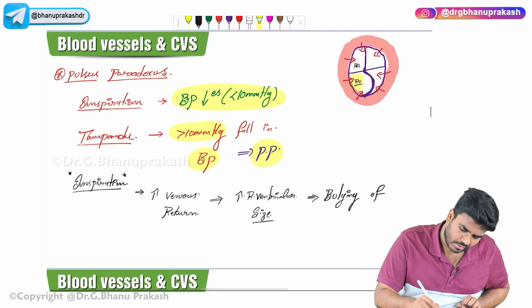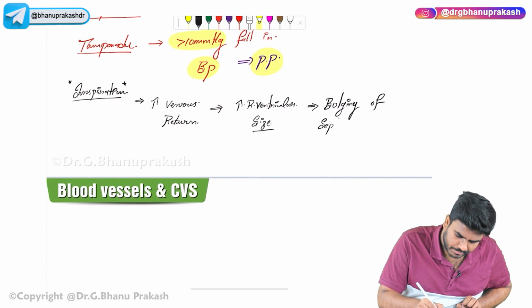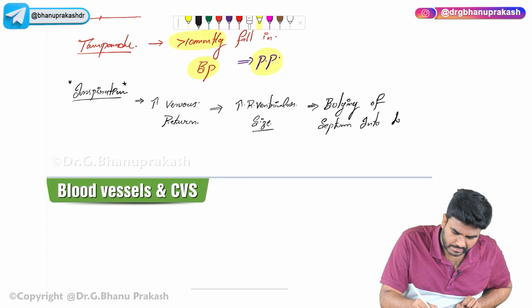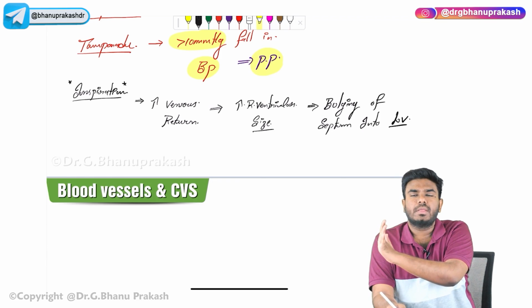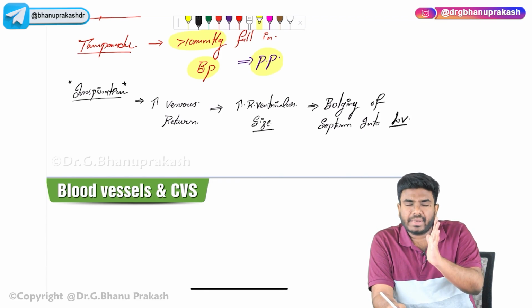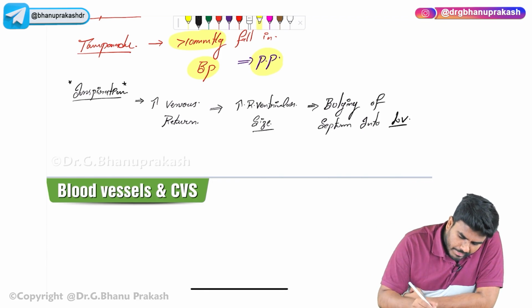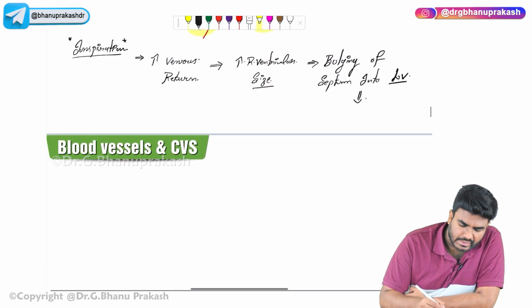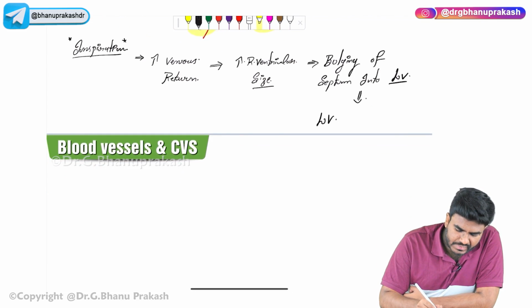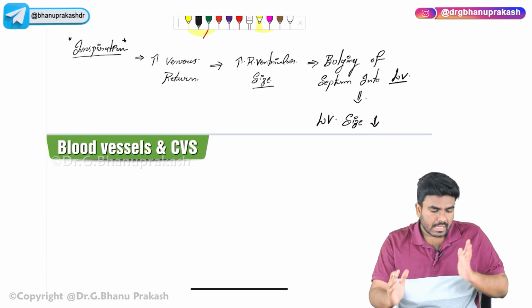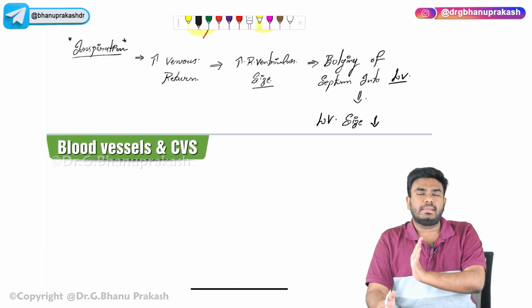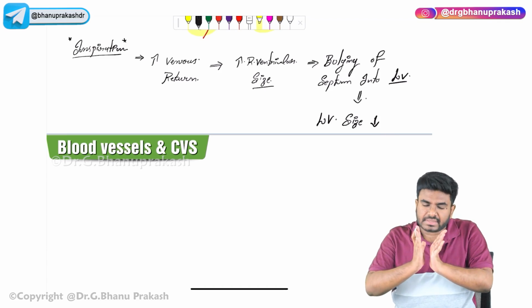Bulging of septum into LV, into the left ventricle. So, into the left ventricle, the septum is getting bulged. Now, whenever the septum gets bulged into the left ventricle, what happens to the left ventricular cavity size? The left ventricular size is getting compressed. Already from outside the left ventricle is getting compressed. Now even the right ventricle and the interventricular septum are compressing the left ventricle.